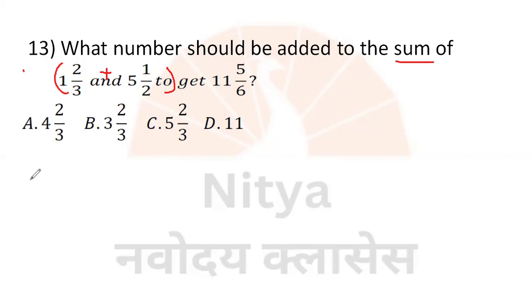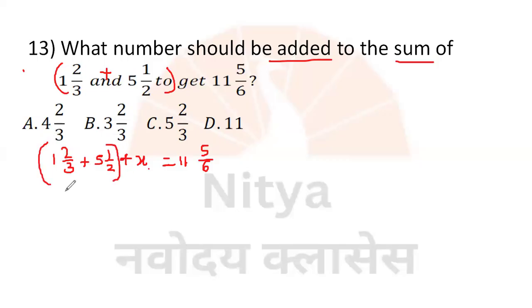See here, the question is 1 and 2 by 3 plus 5 and 1 by 2. To get 11 by 56, what should be added? It means here what number should be added. I will take it as X. What number added here so that the result will be 11 by 56? So now first of all we have to take the sum of these numbers. We know that these are mixed fractions, so first we have to add the whole numbers. That is 1 and 5, and 1 plus 5 is 6.